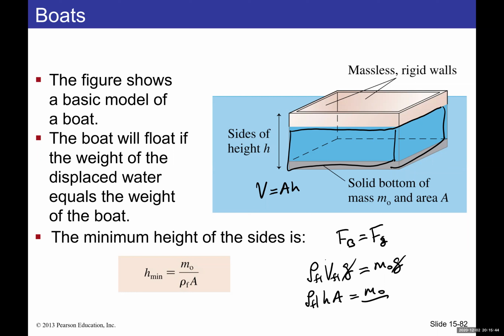And then we divide both sides by the density of the fluid times the area, and we end up with this. That means this is the minimum height. You don't want the entire boat to be underwater, so that means you still have some parts of the boat floating, which will be given by this equation: the mass of the object divided by the density of the fluid times the area.